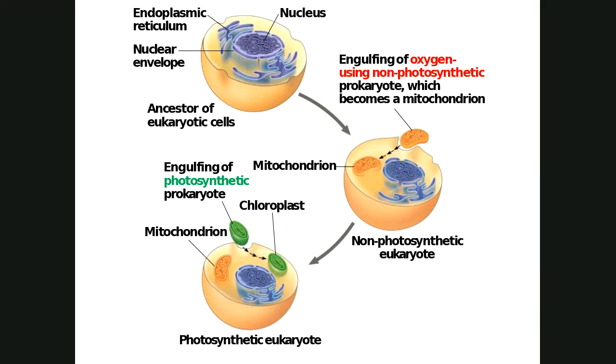What I'm trying to show is that the chloroplast and the mitochondria were separate critters. We believe that the reason why they have their own DNA and the reason why they look like prokaryotes and the reason why they divide like prokaryotes is because 2 billion years ago, that's what they were. They were prokaryotes. They were engulfed by the cell and became a symbiotic relationship.